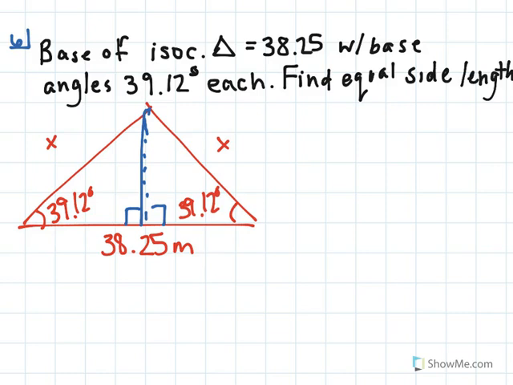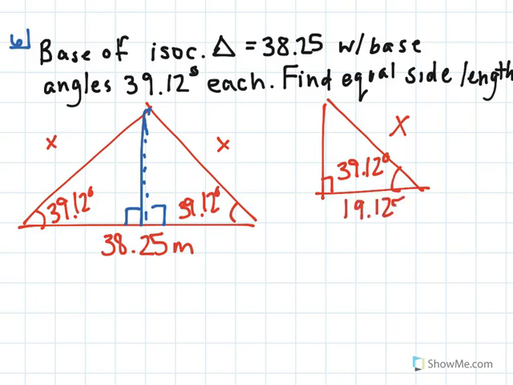So now we're just working with this one triangle. Let me redraw the triangle that we're going to be working with. We have x, we have our angle 39.12, we have our 90-degree angle. And since the line we drew bisected the base, this side of the right triangle is just going to be half of 38.25, which is 19.125.